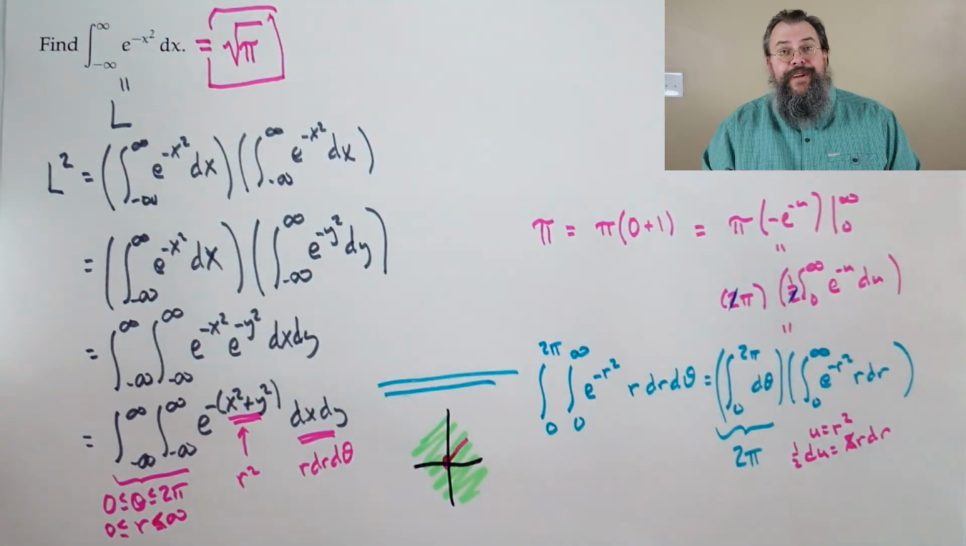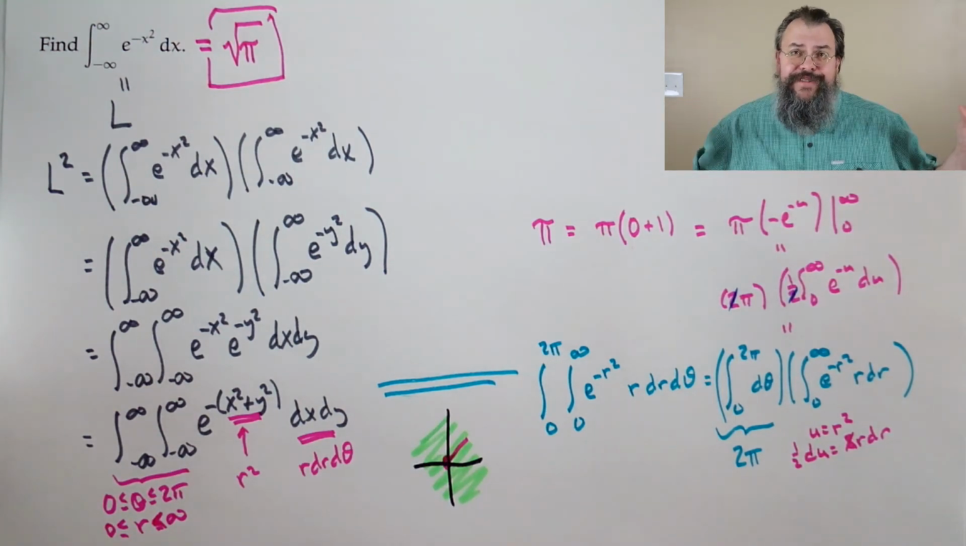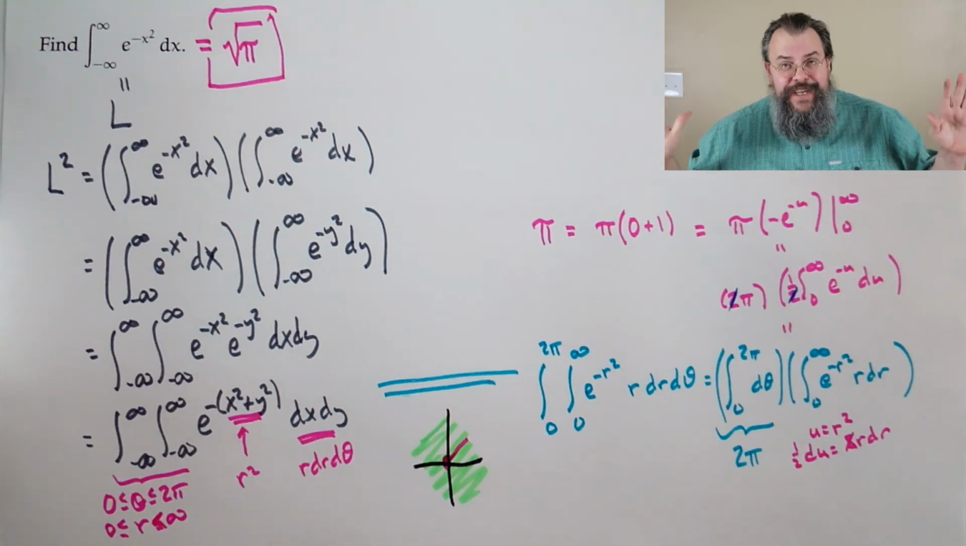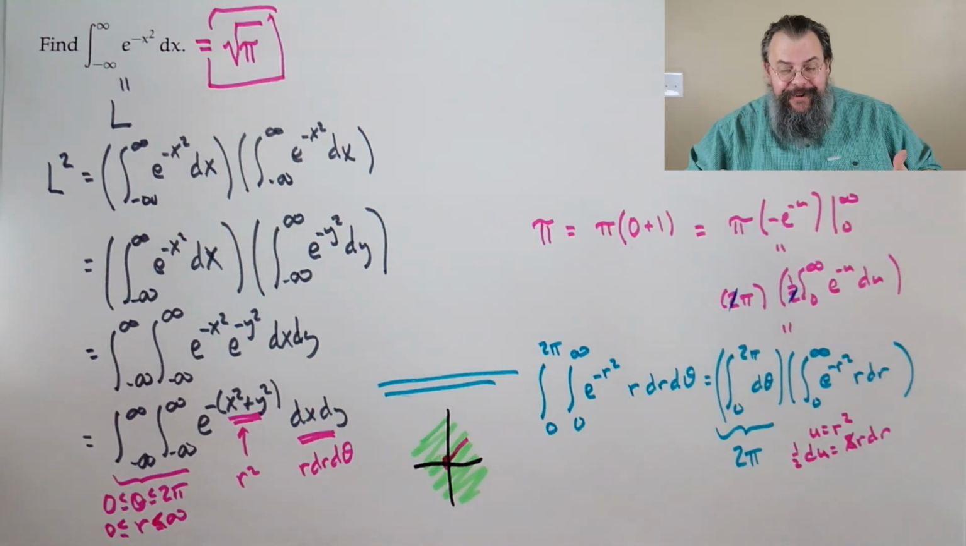I think this is amazing, because when you look at the integral, it says this has nothing to do with circles. No pi should be involved. And then you see the answer, and it's like, there's a pi! What?